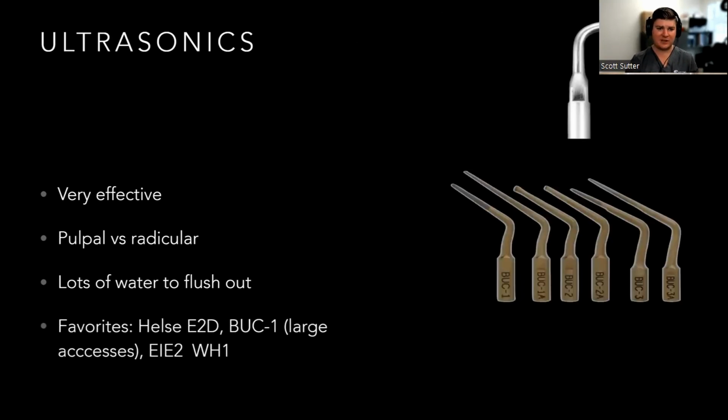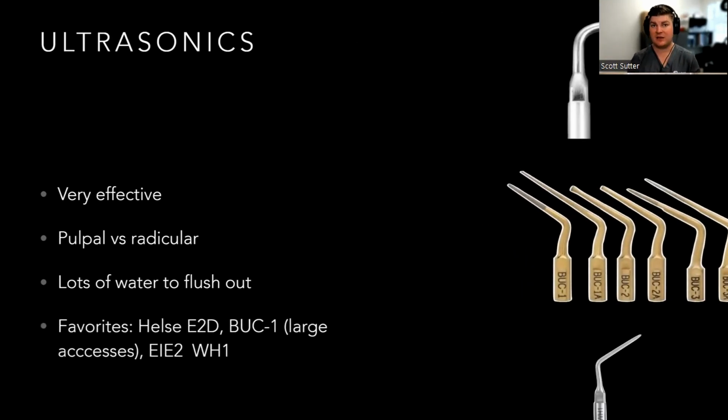As far as my favorites, the top one here is what I use almost all the time. It's the Healthy E2D. It has a nice little diamond tip right here. Fantastic little guy. I own more of these than anything else. Back when we only had larger ones available, these Buchanan ones were pretty solid. They're pretty big. That's why I don't tend to use these as much. But the Buck one is very useful to kind of trough. And then these ball or flat-ended ones are useful for attached ones on the pulpal floor as well.